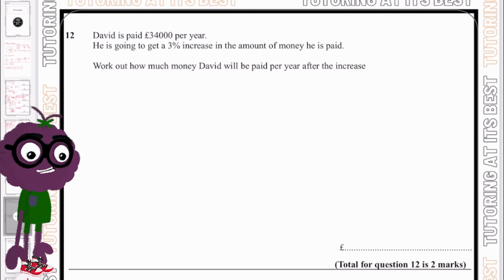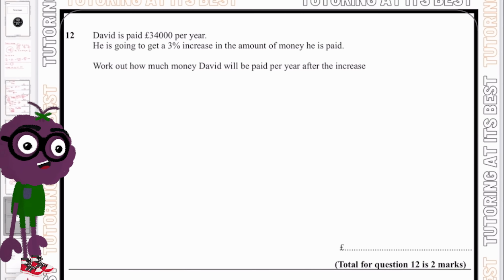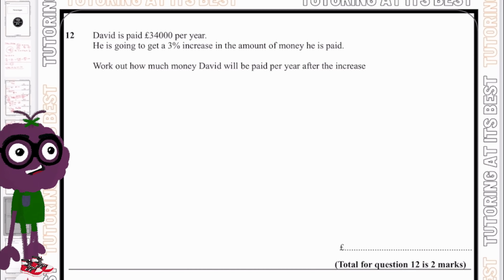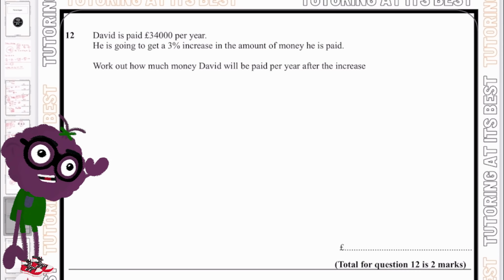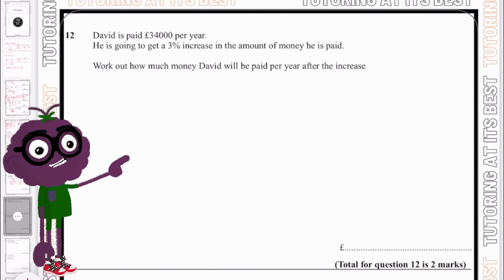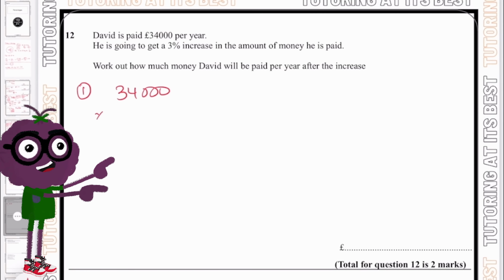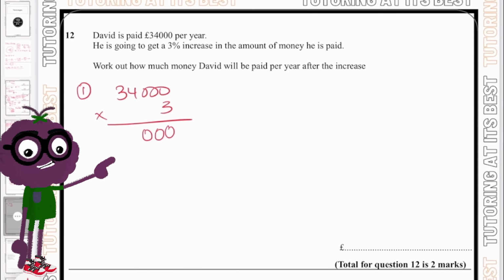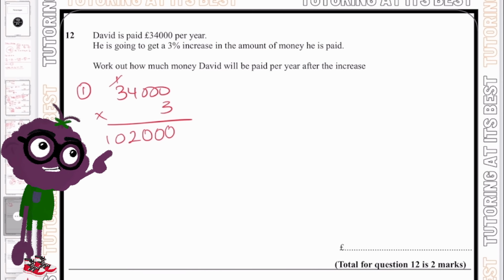Okay, question number 12. David is getting paid $34,000 per year, and he's going to get a 3% increase in the amount of money that he is paid. So let's work out how much money David will be paid per year after the increase. So step 1, we need to calculate his percentage increase. So that is 3% of 34,000. So again, we can do step 1. We'll have 34,000 times this by 3. So 4 times 3 again is 12. And 3 times 3 is 9 plus 1 is 10.